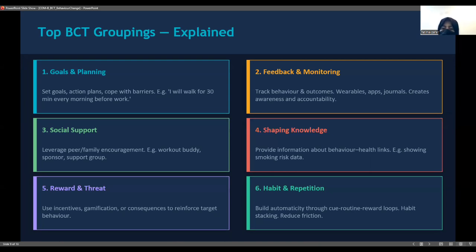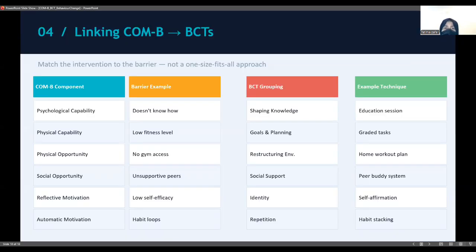Shaping knowledge means providing information about the behavior and health links. Example: showing smoking risk data. Reward and threat uses incentives, gamification, or consequences to reinforce the target behavior. And at the end, habit and repetition, which is built automatically through cue routines, reward loops, habit stacking, and reducing friction. So these are the top BCT groupings. Now we will see linking our COM-B with BCTs.